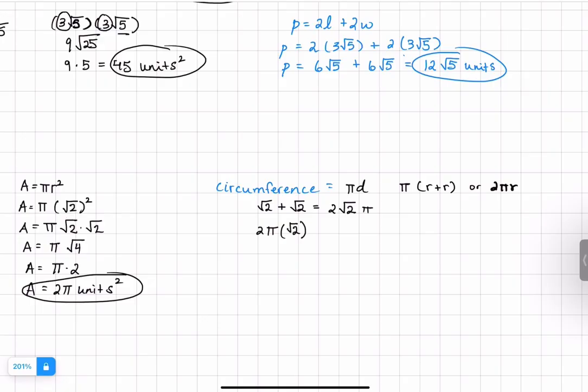Just putting the pi there. 2 times root 2, it's on the outside, so it would just be 2 pi root 2. In this case, the pi goes at the end, so we make it 2 root 2 pi. They're the same answers, just different formulas. So our final answer would be 2 root 2 pi units, and this is the perimeter or the circumference of a circle.